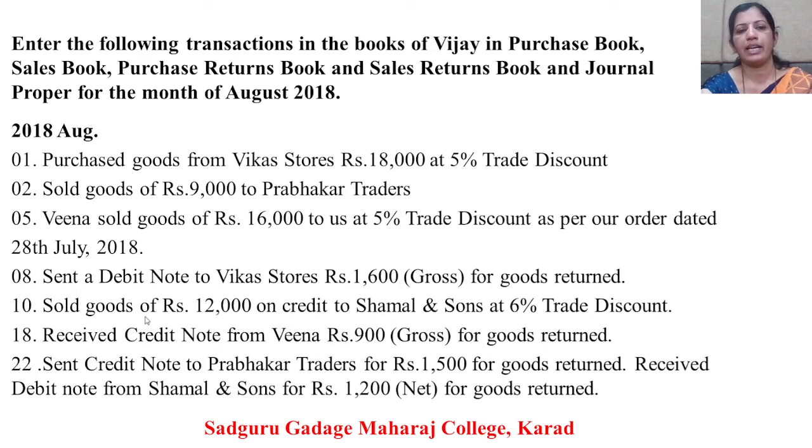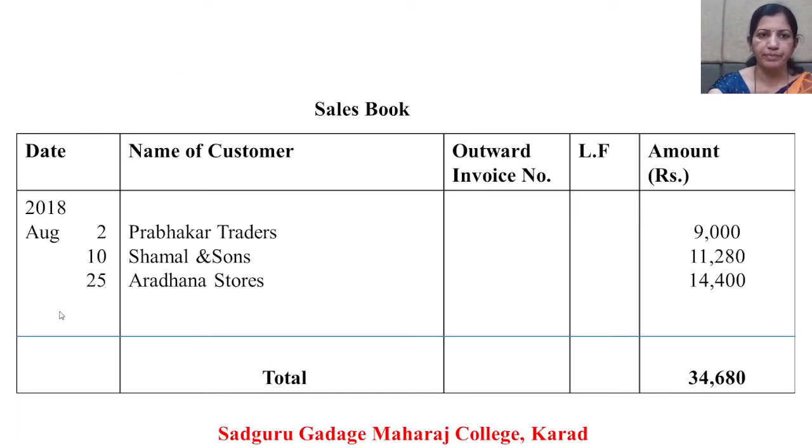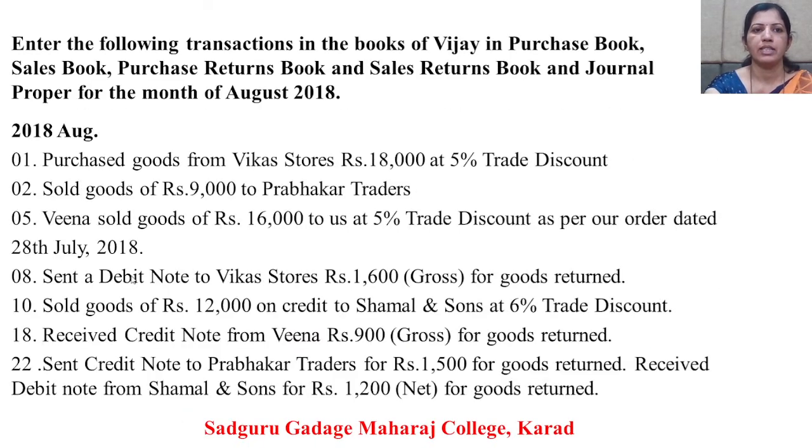Then next, date 10: sold goods of rupees 12,000 on credit to Shamlal and Sons at 6% trade discount. Sold goods on credit to Shamlal means the transaction is recorded in the sales book. See in the sales book, date 10, Shamlal and Sons. See the discount, 12,000 at 6% trade discount.